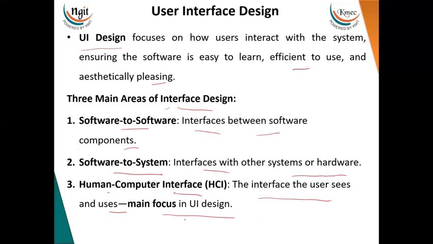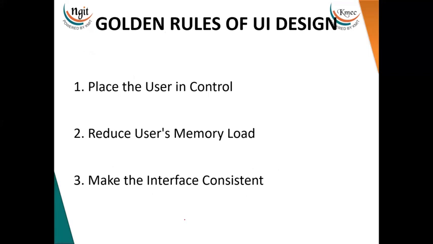The human computer interaction. Then we talk about the golden rules of user interface design. So what are the golden rules? Those are mentioned here already. First is to place the user in control. Second is to reduce the user's memory load. Third is to make the interface consistent. There are a lot of things which we have to discuss under each of these concepts.